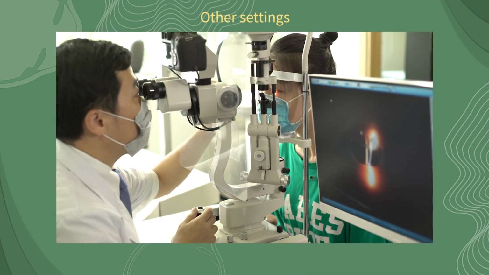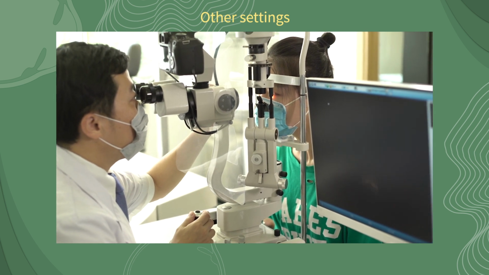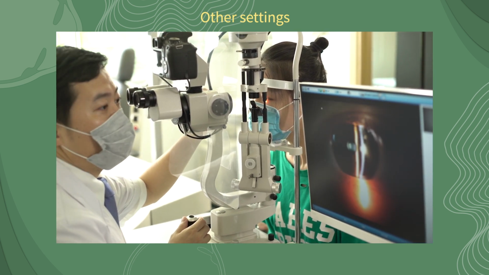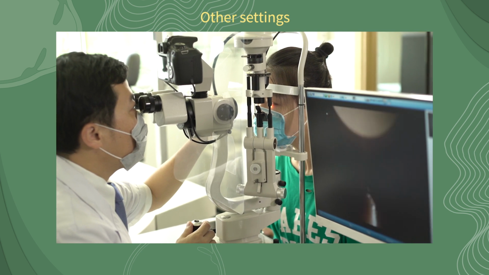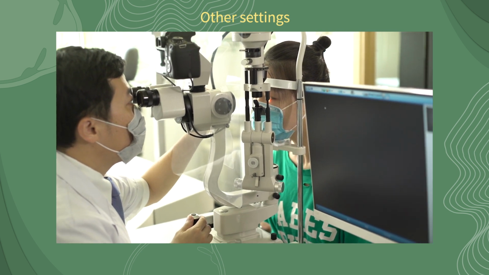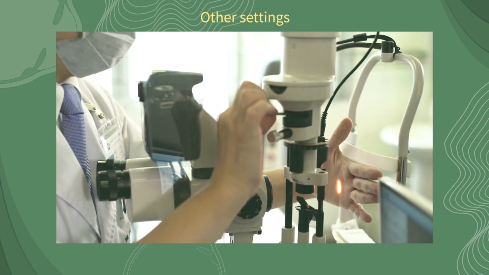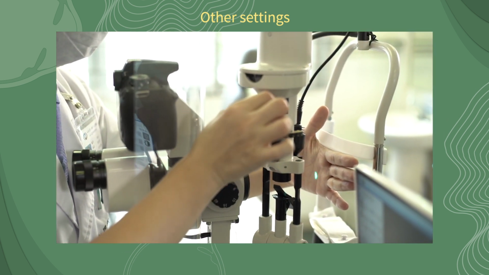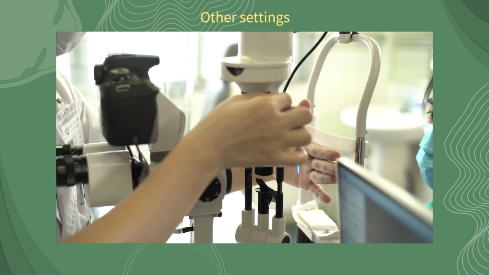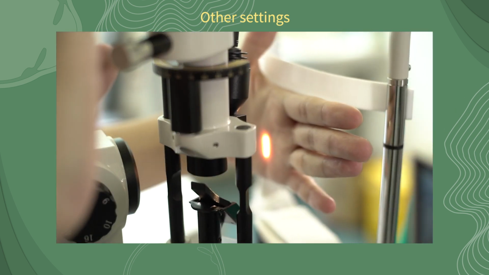There are some settings on the slit lamp microscope. The magnification can be changed. You can choose a low magnification to get the overall impression or a high magnification to study the detailed structures. The intensity, height, width, angle, and color of the slit beam can also be adjusted. Some patients may be photophobic and the lights need to be dimmed.